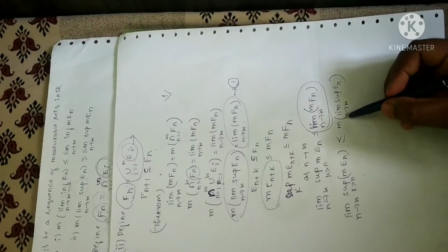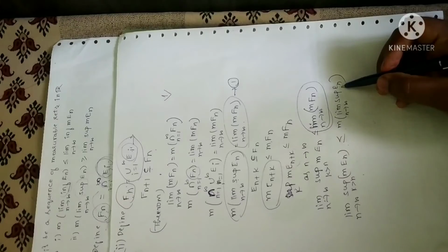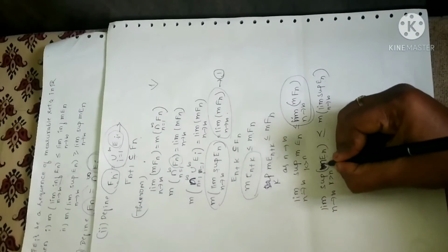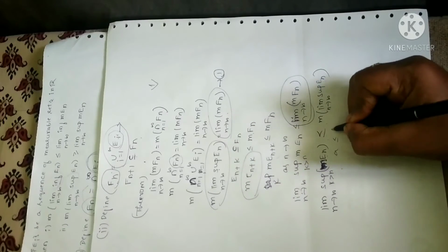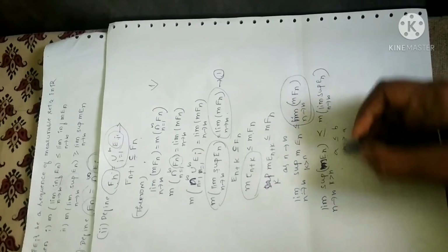Supremum of En is less than or equal to limit n tending to infinity supremum of En. Anyhow, we have already obtained this. Just the thing is the reverse of that. Let me rewrite this equation. I have obtained a less than or equal to b. Let me rewrite this as b greater than or equal to a. So let me do that.